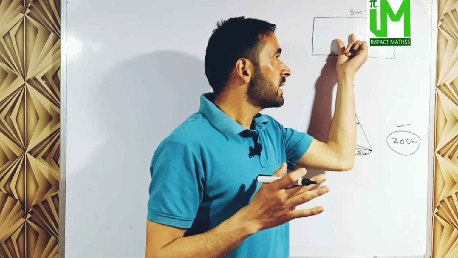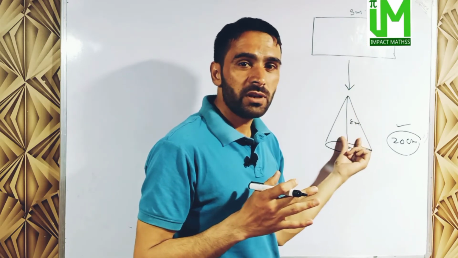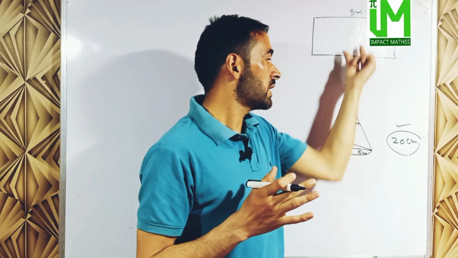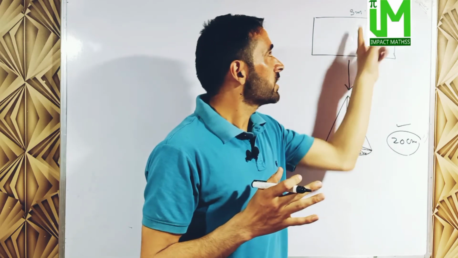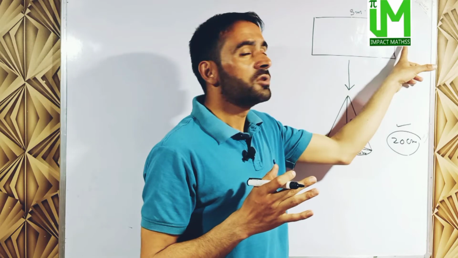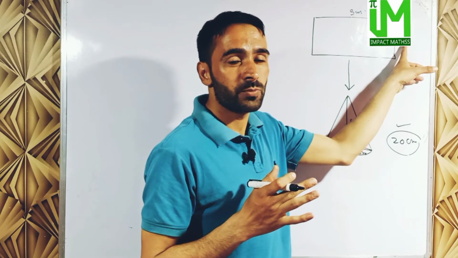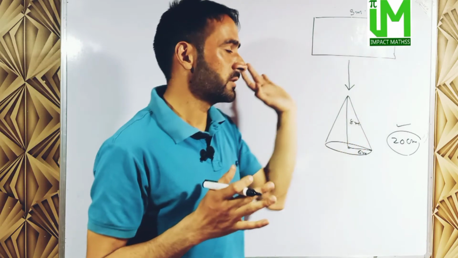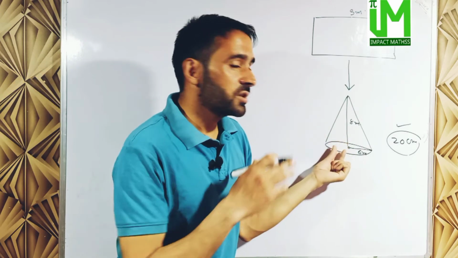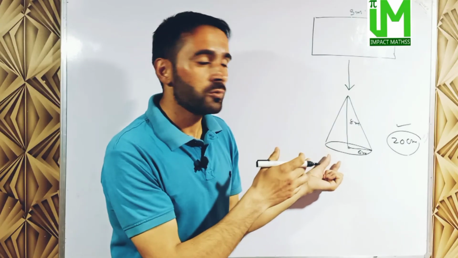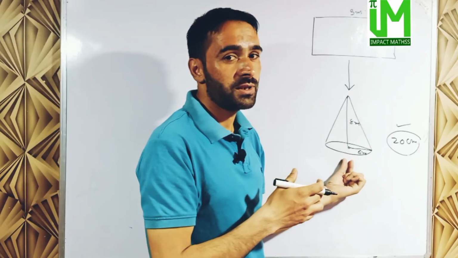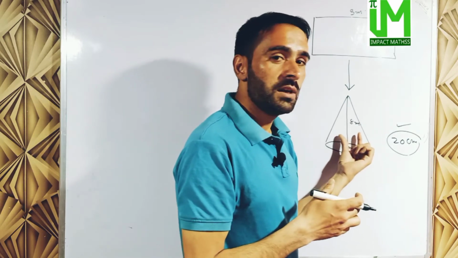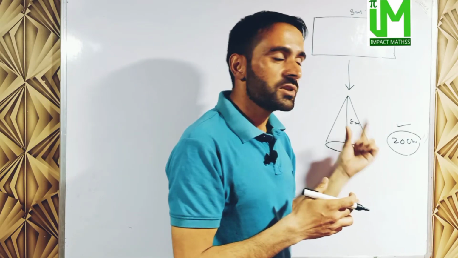Area of the tarpaulin is equal to length into breadth, or length into width, because the width is given. Now since it is a conic, in the shape of a cone, the base is not covered, that means it will be only the curved surface area.